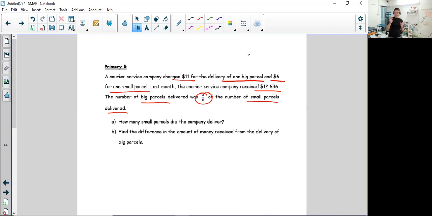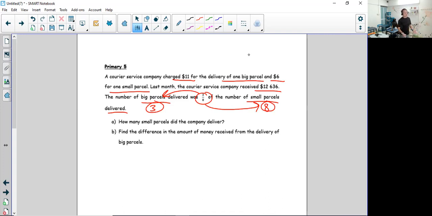Assumption and grouping come together. If I can't do assumption, then how about grouping? Can I make one group from this question? Then you must understand your fraction. The big parcels were 3/8 of the number of small parcels. So there is an arrow pointing, which means that there are 3 units of big parcel and 8 units of small parcel, and I can make one group.